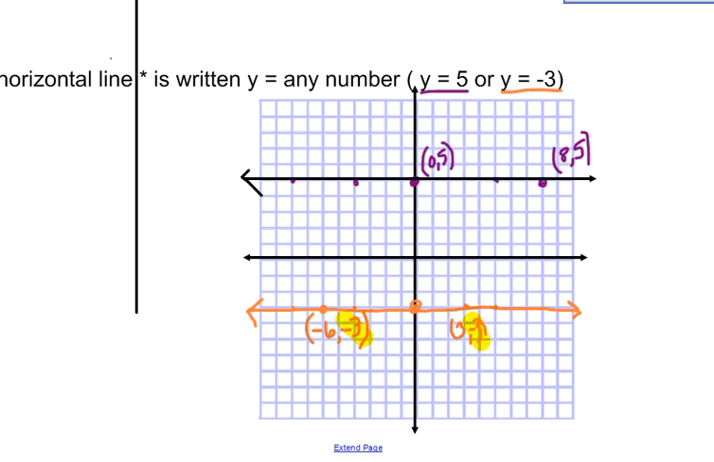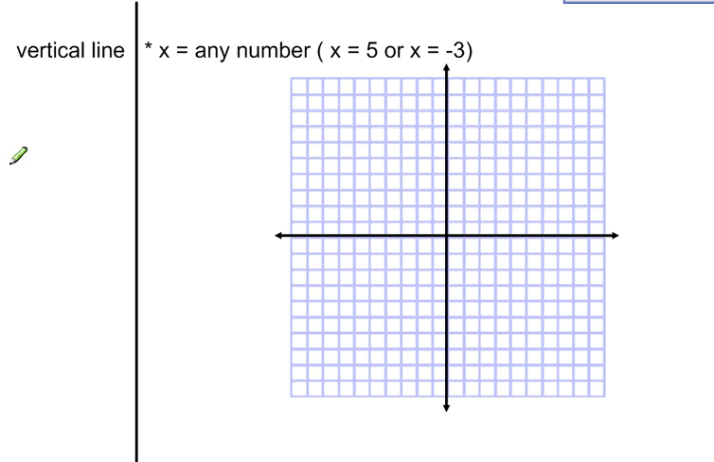So the vertical line is going to be really similar. The vertical line is written x equals any number, like x is 5 or x is negative 3. What you'll notice is this is almost identical to what we just wrote down, except instead of a y that we had before, now it says x. So I'm going to figure out how to graph this line by going to the place on the graph where x equals 5. This is the x-axis. So I'm going to move 5 to the right: 1, 2, 3, 4, 5.